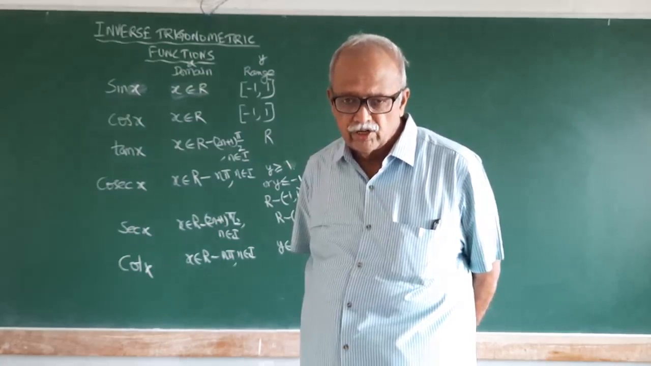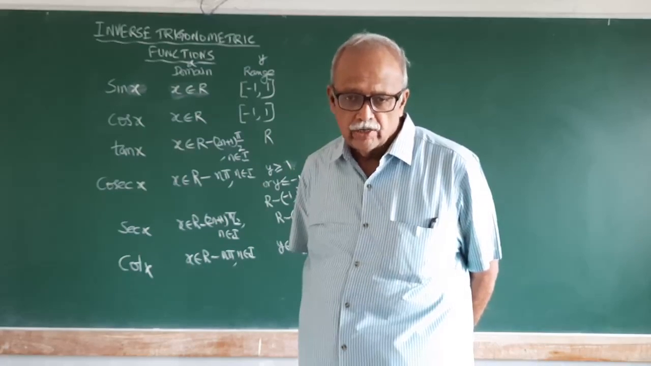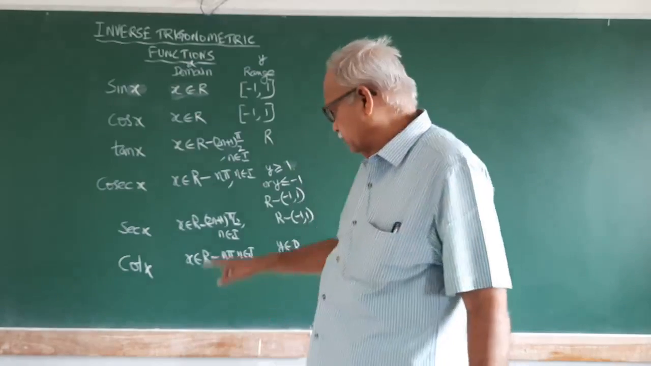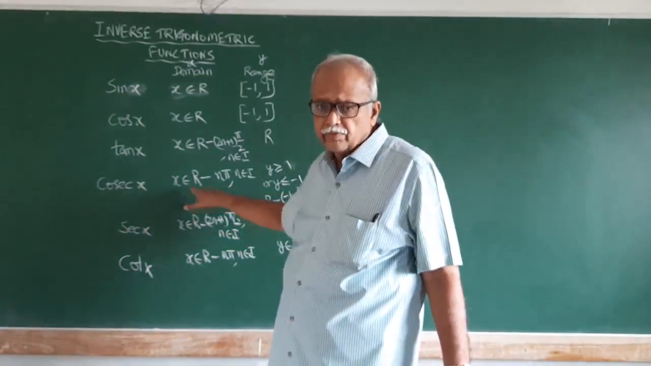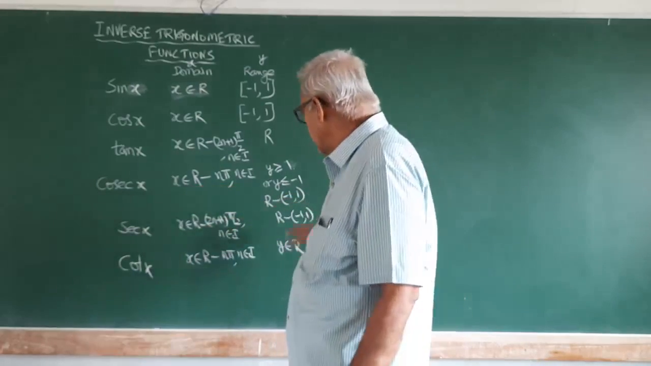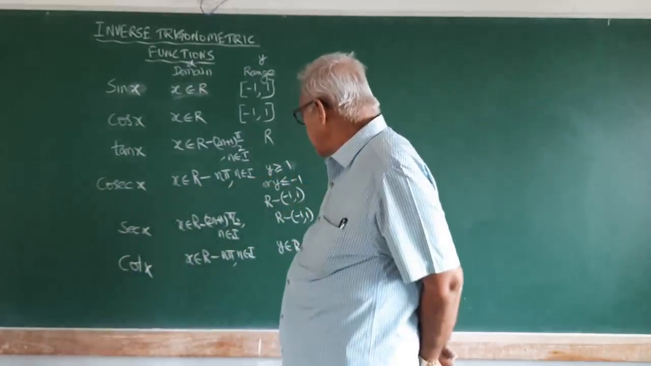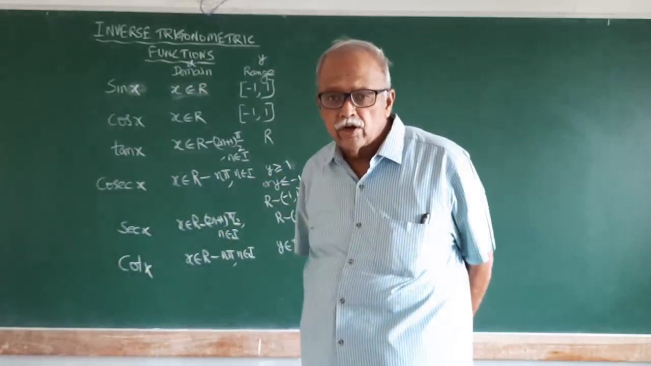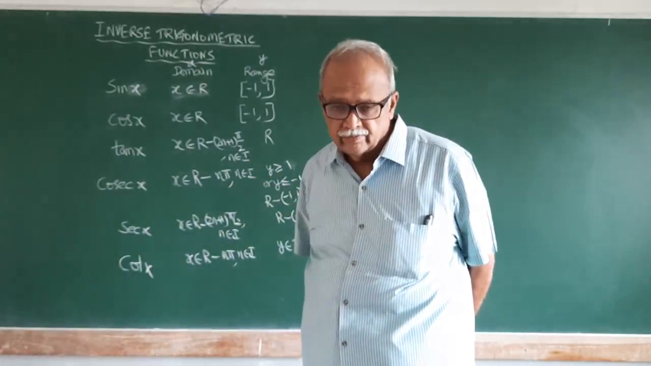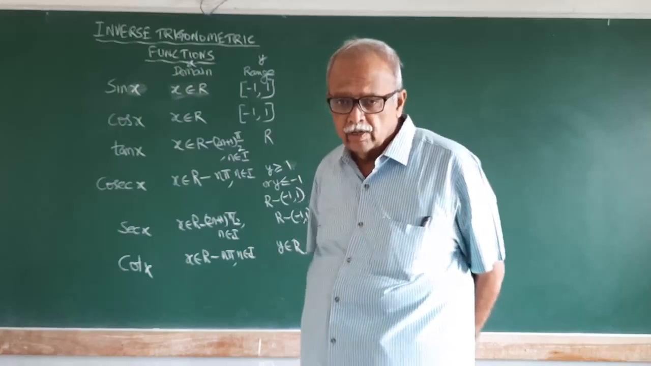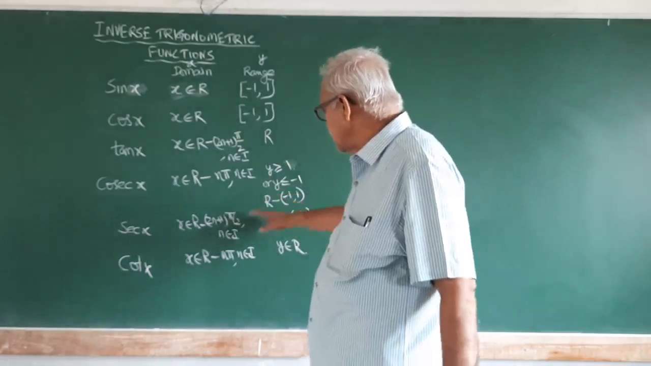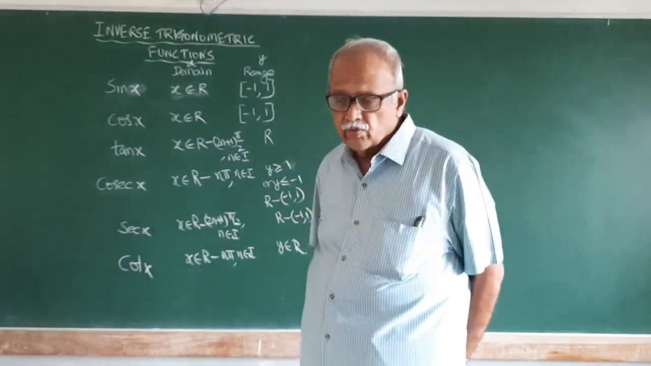So 1 by 0 is infinity. That is not in the domain. We should take it as not a number. Infinity is not a number. Therefore, you should take R minus n pi, and the range is always greater than or equal to 1. 1 it can take, but always greater than or equal to 1, and here y is less than or equal to minus 1.